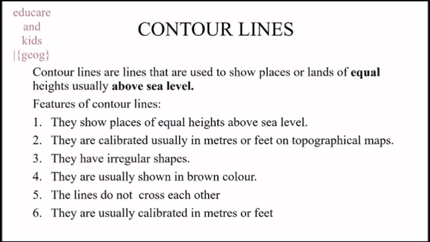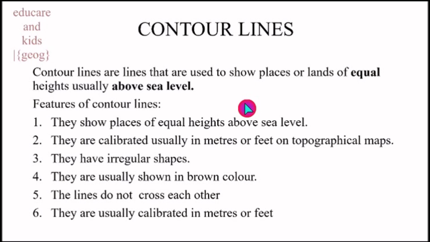So we can say that the level of the sea is 0 meters or 0 feet. Then as you move from the level of the sea, you start climbing. So that is the reason why contour lines show places above sea level. Features of contour lines. This is very important because the features of contour lines are going to let you understand what contour lines really are.